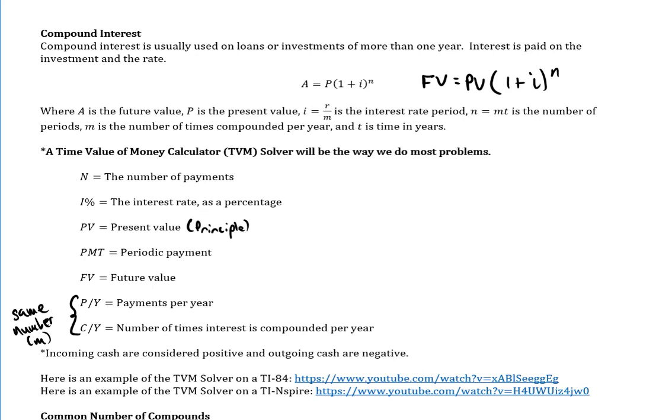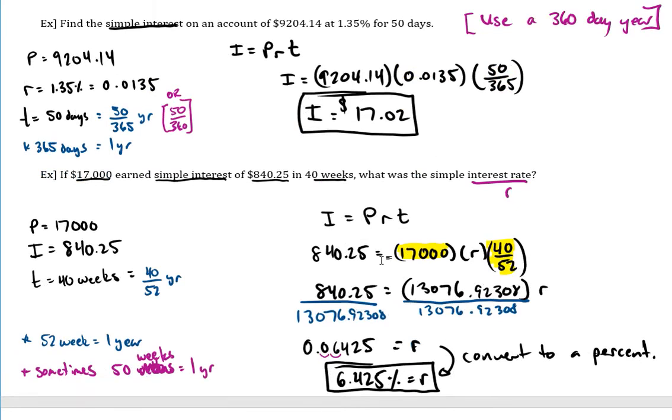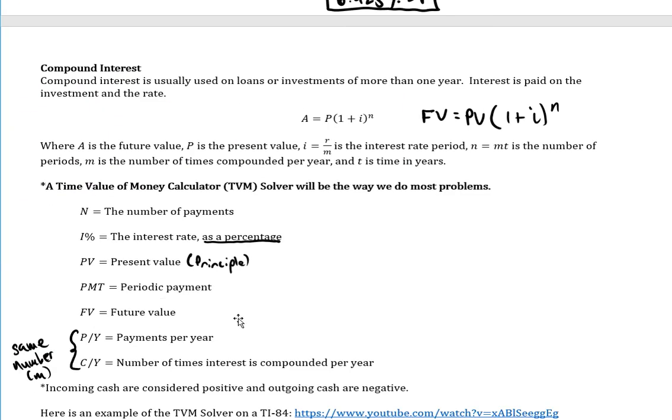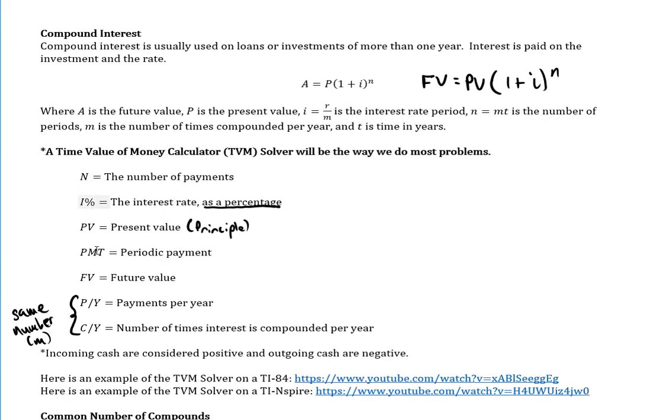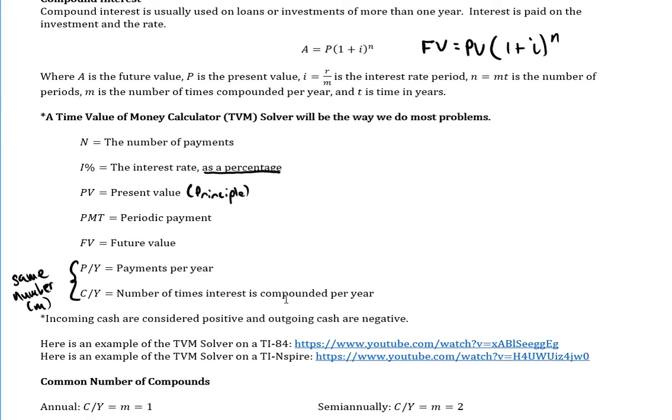Going back up, notice this capital I% is the interest rate as a percent. So you do not convert it like you would for simple interest, or if you were using this formula above. I'm not even going to use this formula. For simple interest, we still need that formula, and we convert the rate to a decimal. Here we do not. So for I%, we just leave it.